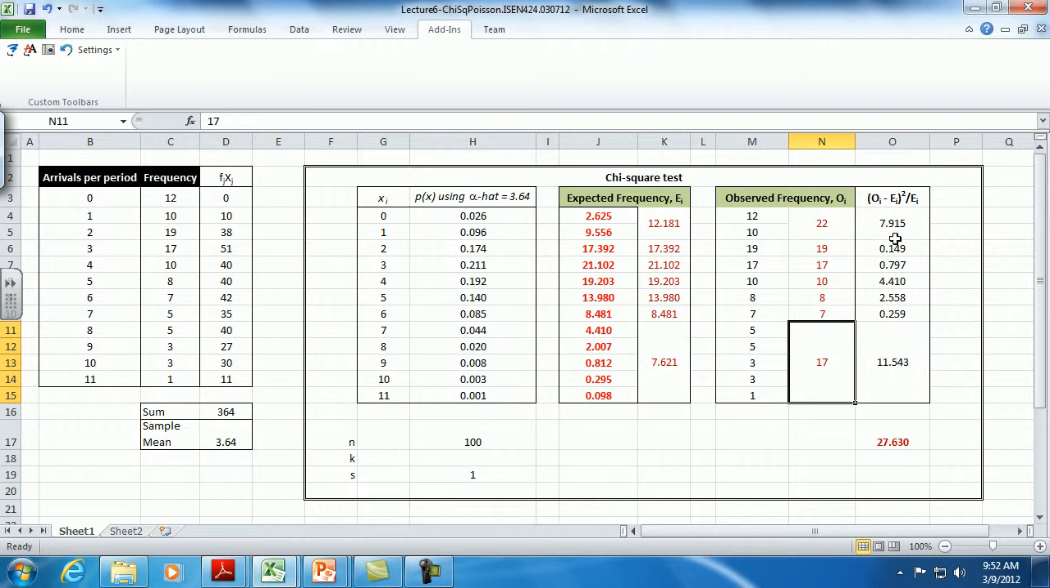Using that information, now you can compute the test statistic for the chi-square. So you have the observed minus the expected squared divided by the expected. So you have this number minus 22 squared divided by the expected, which is 12.18. And you do the same thing for all the class intervals. When you add them together, then you have your chi-square estimation. So this is your observed chi-square.